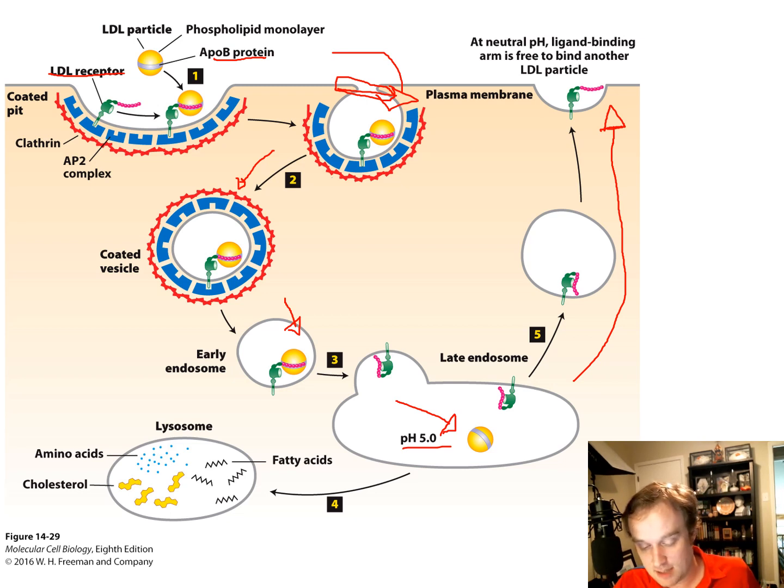And in step 4, the actual LDL fuses with the lysosome, and the LDL particle is broken down into those constituent parts that we talked about in the last slide by these lysosomal enzymes. And so we have fatty acids, cholesterol, amino acids, etc., vitamins if they're in there, and then these are recovered by the cell for nutrients, for metabolism.